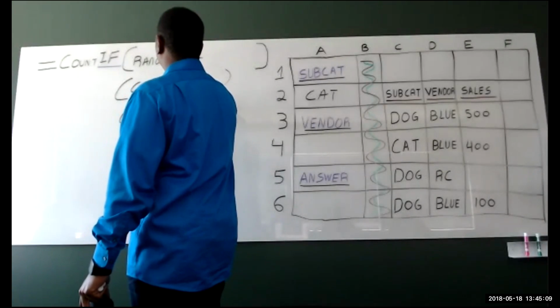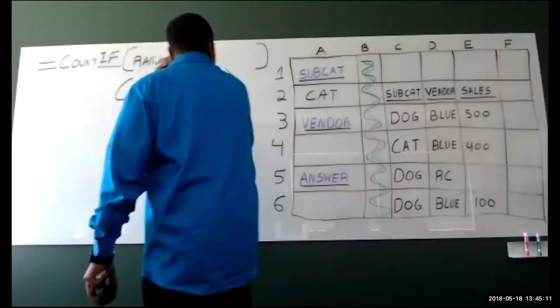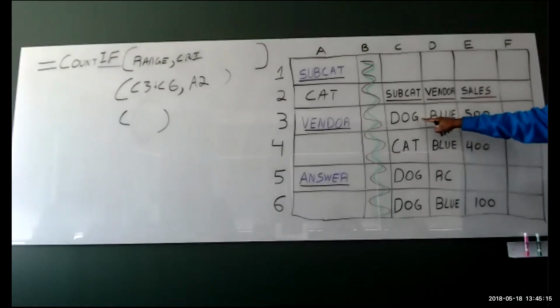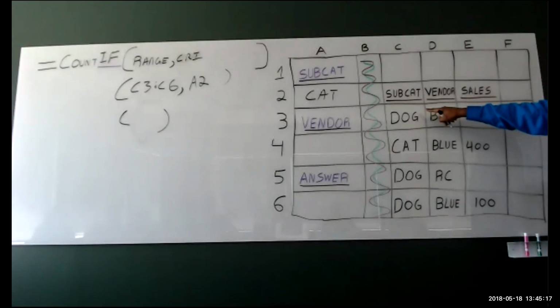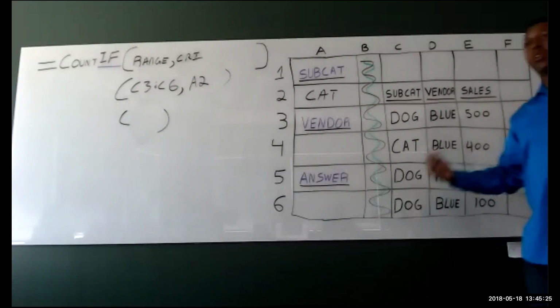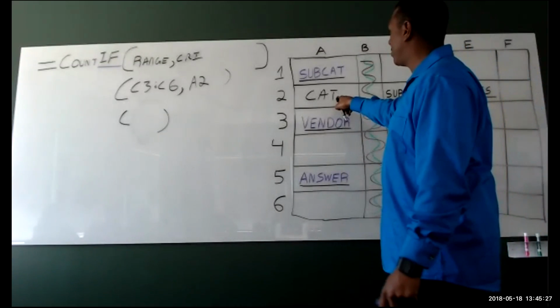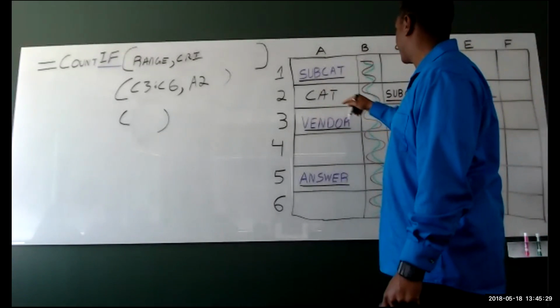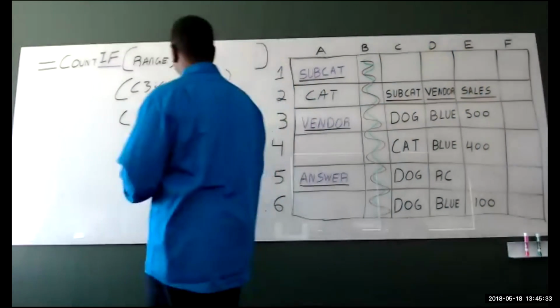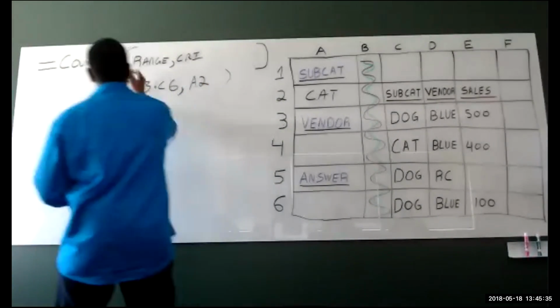Now, we are good with count. We're good with count A. We got a count if. Now, say I wanted to count how many times does the word dog in my subcategory and my vendor blue shows up within a certain data set. So multiple criteria. Not only do I want to find dog, but I only want to count it if it says dog and blue. In order to do that, we would use a count if S.